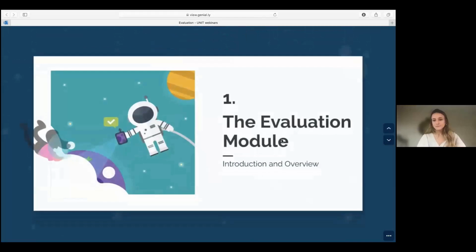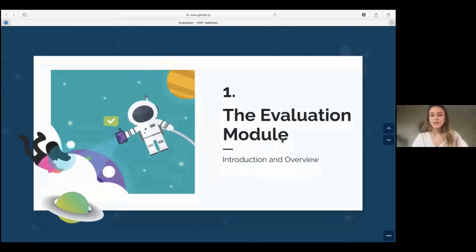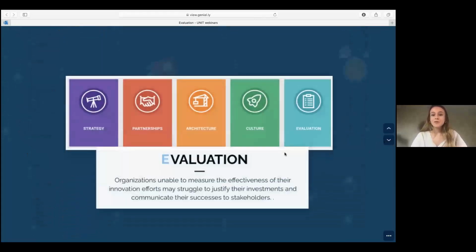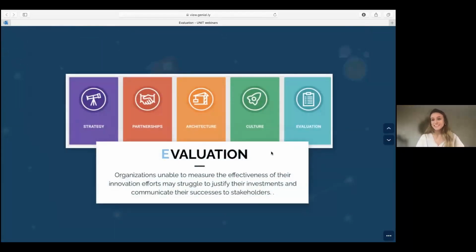Now let's get into the evaluation model of the toolkit. The evaluation model, as already explained, is one of the 5 critical pillars to innovate. Evaluation is, as said, fundamental to justify certain investments, to see what is working, to see what should be improved, as well as to communicate success to the relevant stakeholders and to the decision-making bodies.